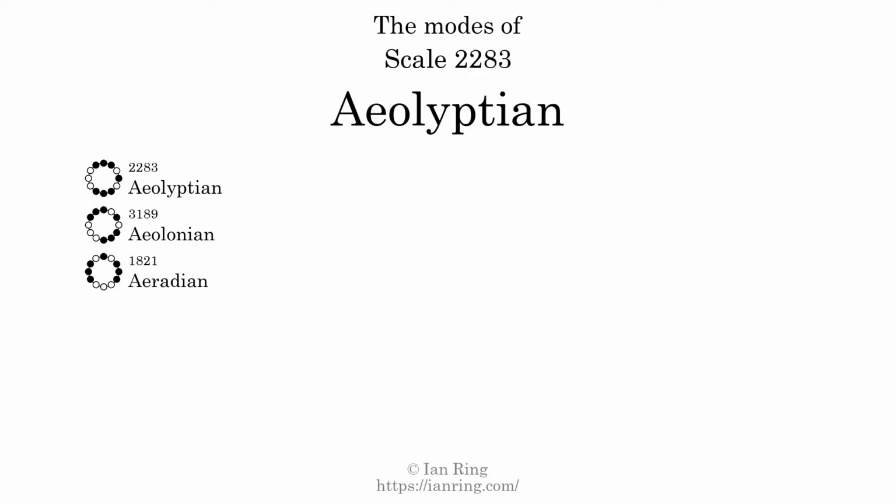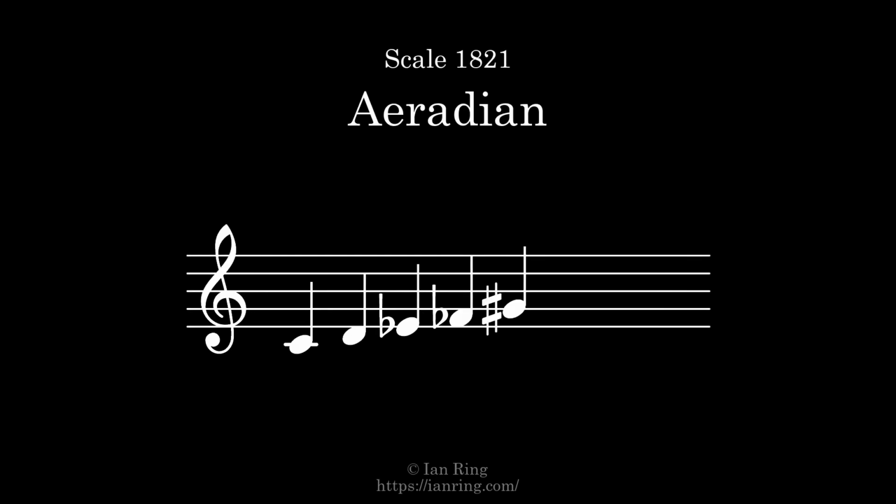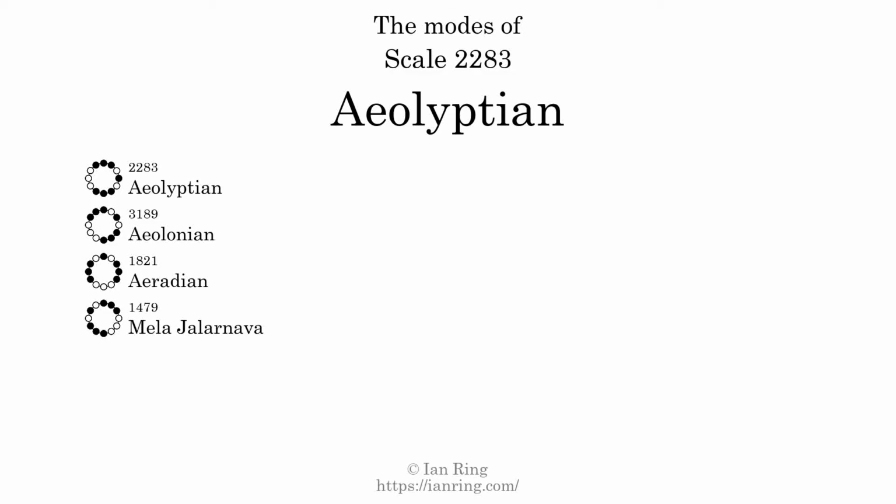The third mode is scale 1821, also known as Aeolyptian. It sounds like this. The fourth mode is scale 1479, also known as Mila-Jalanova. It sounds like this.